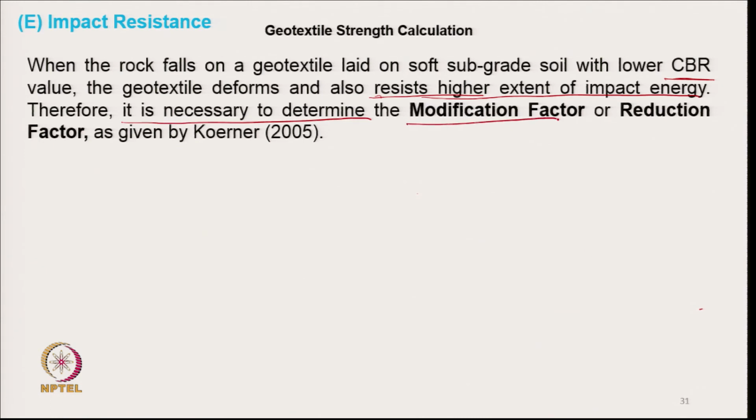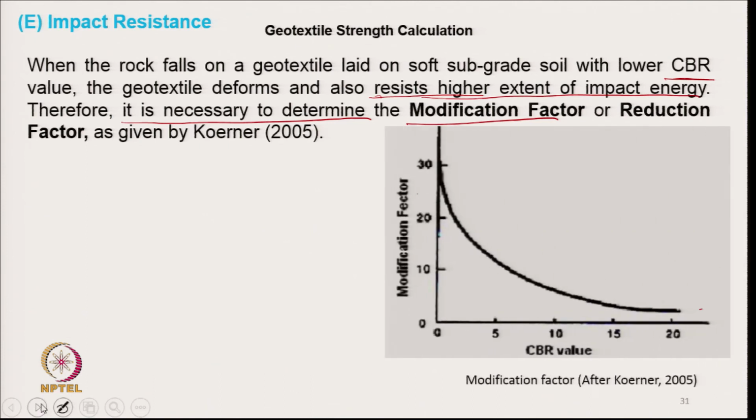This is the modification factor proposed by Koerner, this is the typical curve. Here, CBR value, California bearing ratio value, higher the value means the harder the surface. So, at lower values the modification factor is very high. That means the effective impact energy will be reduced by that value, and it will become typically around 1 for a very hard surface.